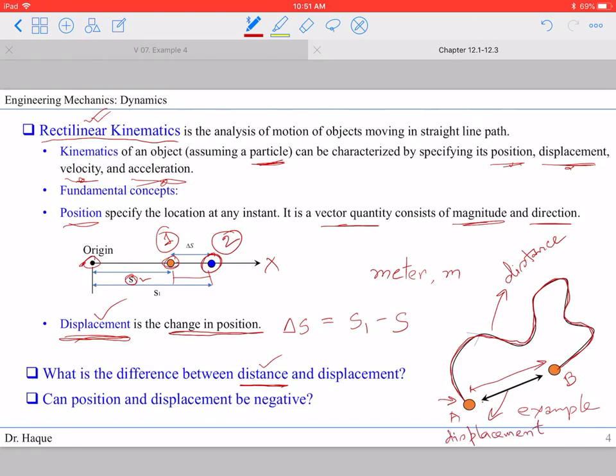Clear? The next question is: can the position and displacement that we just talked about be negative? Yes, they can be negative. If we assume that anything right of the origin is positive, then if my location is on the left side of the origin, it would be negative.